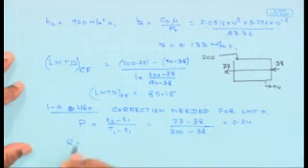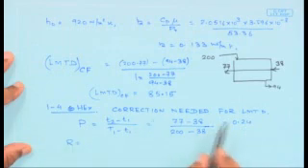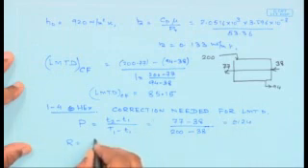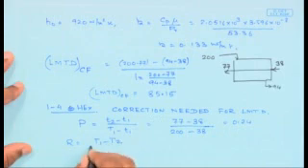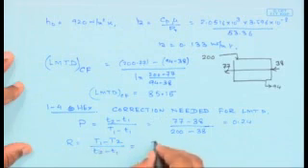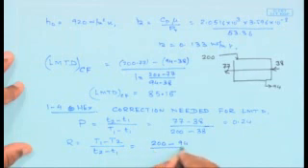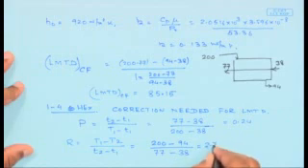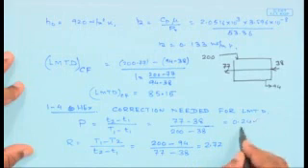Similarly, one can calculate the other parameter in the graph for finding out the correction factor for LMTD. This R is defined as T1 minus T2 by t2 minus t1, which is equal to the entry temperature of the hot fluid minus the exit temperature of the hot fluid, divided by the exit temperature of the cold fluid minus the entry temperature of the cold fluid. So, when you do that, it is going to be 2.72.